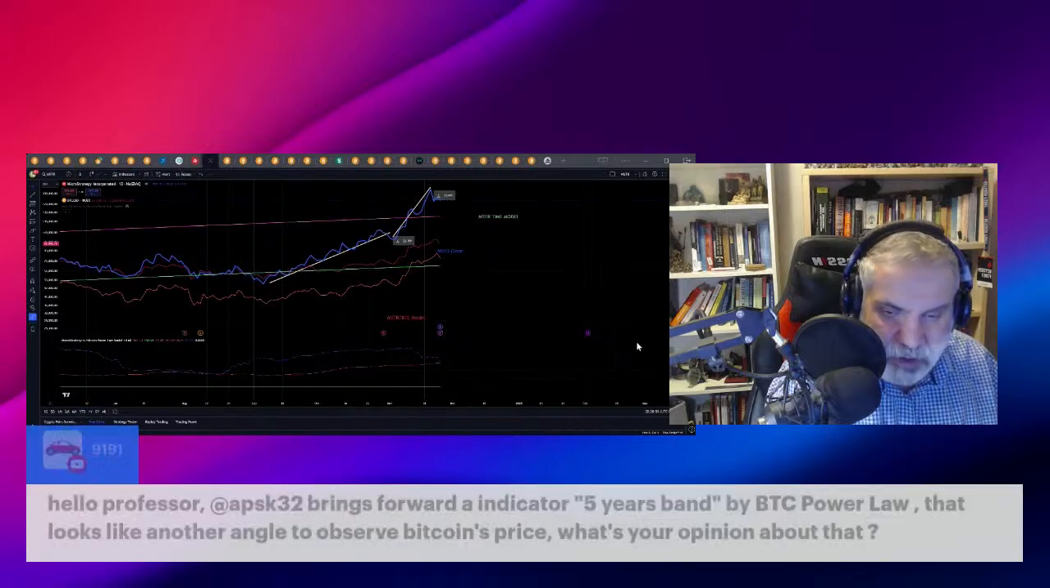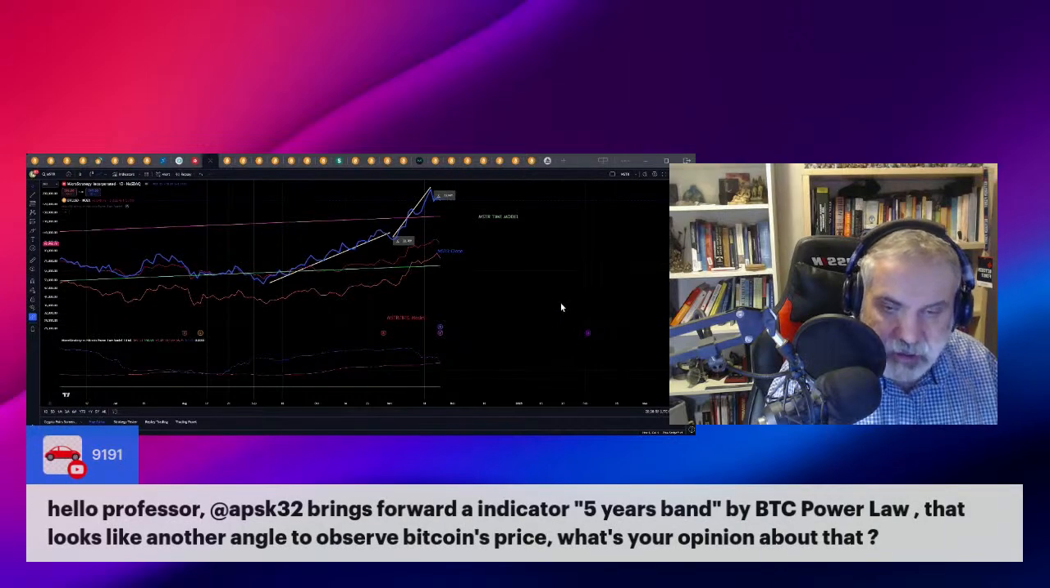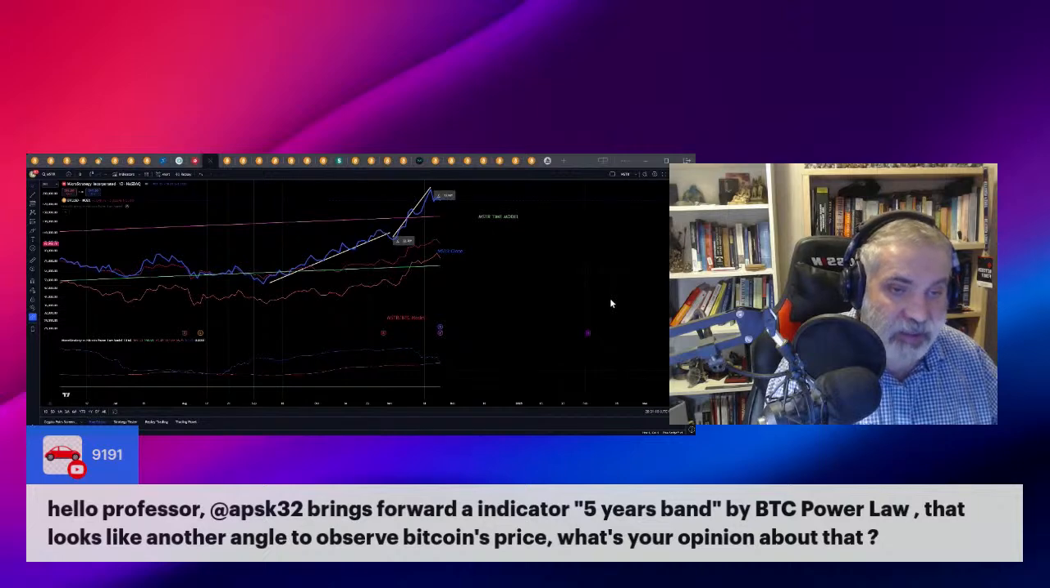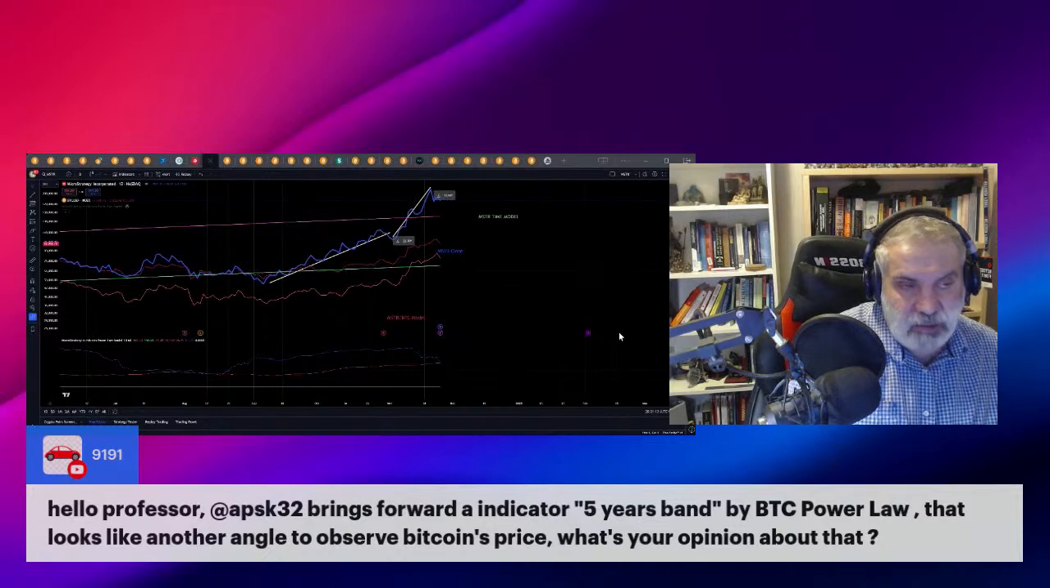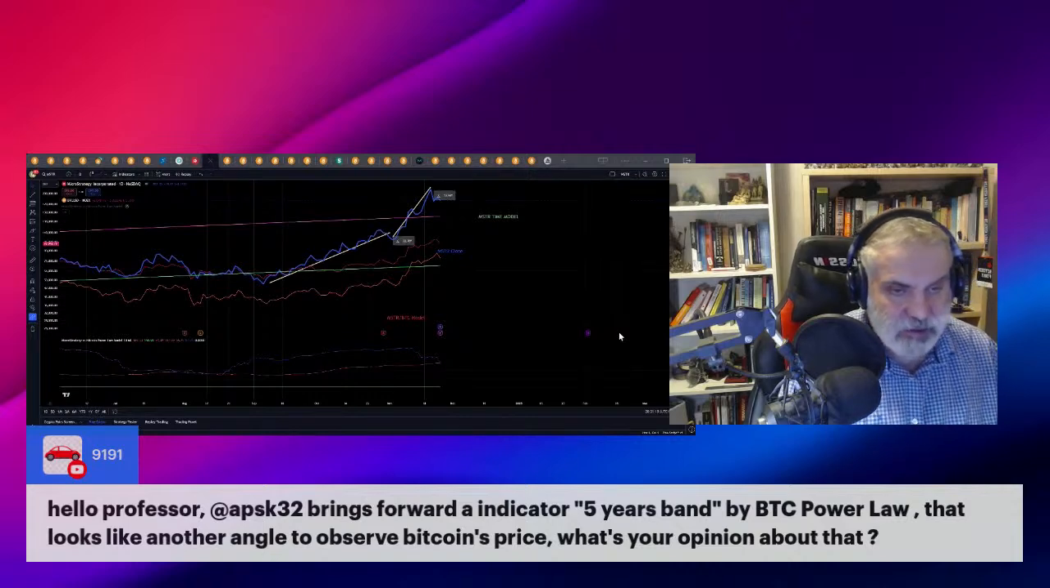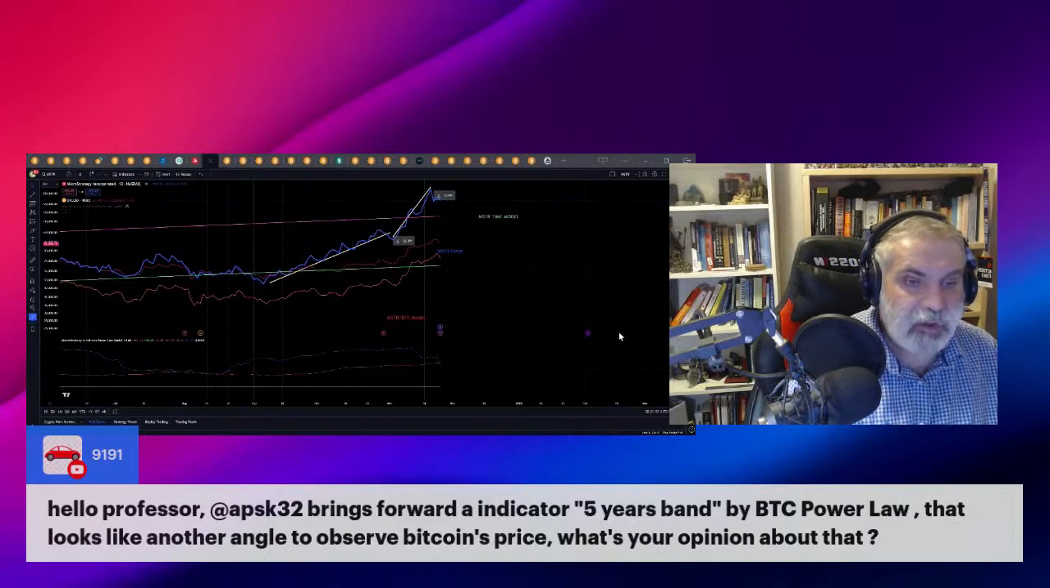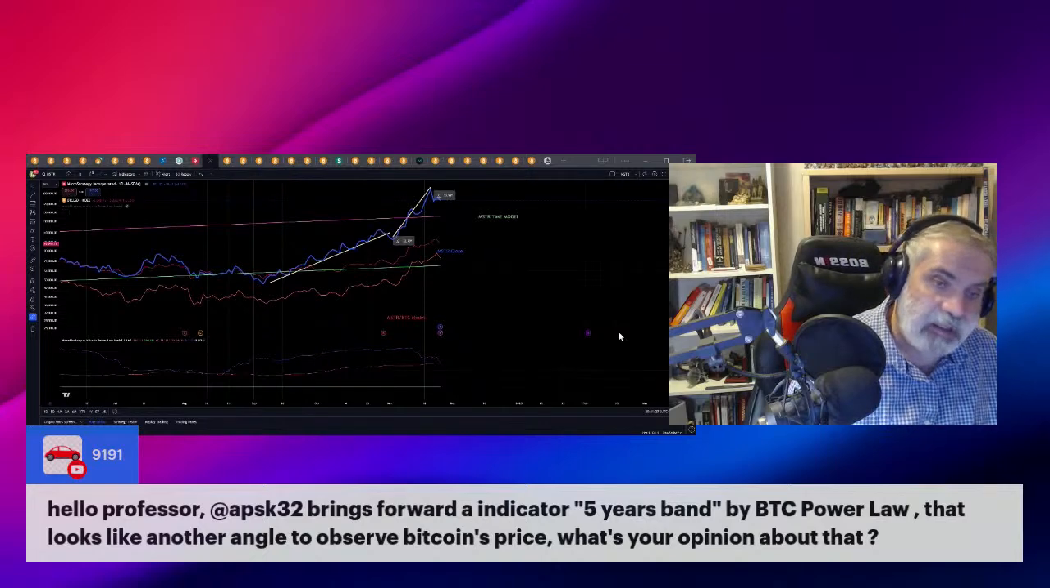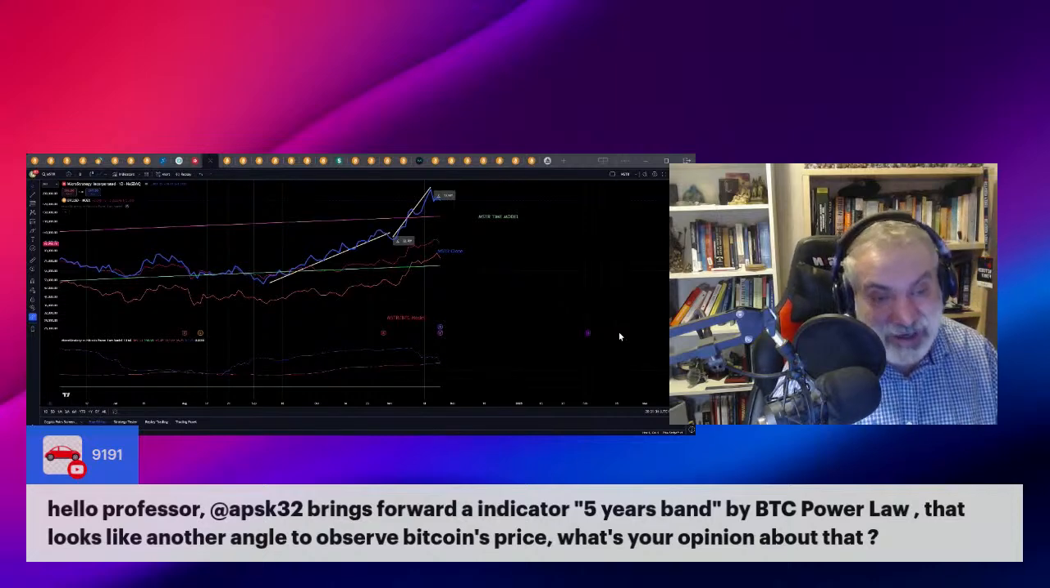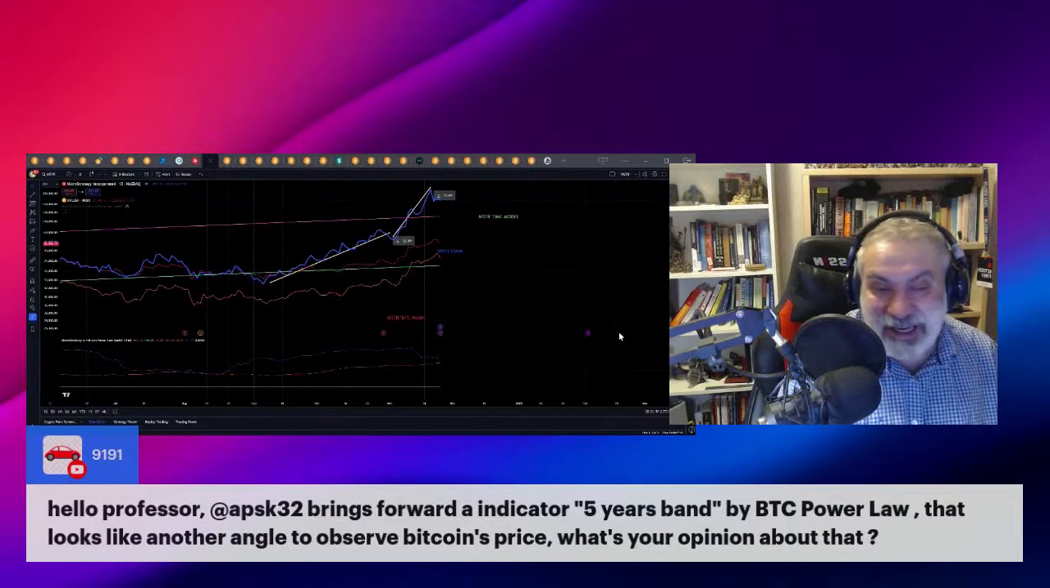Okay, let's do this last question and then we can end. Brings forward indicator, 5 years band by this below. That looks like another angle to cervical. I don't know what this is. I think what he does is really one of the best contributions. I don't agree with him about using the market cap, because the market cap confuses things. It doesn't help, because the market cap is nothing else than supply times time. So you have time on the x-axis and you have time on the y-axis. It looks more correlated if you do it that way, but simply because now you're introducing time in the y-axis, so it doesn't really help, you know.